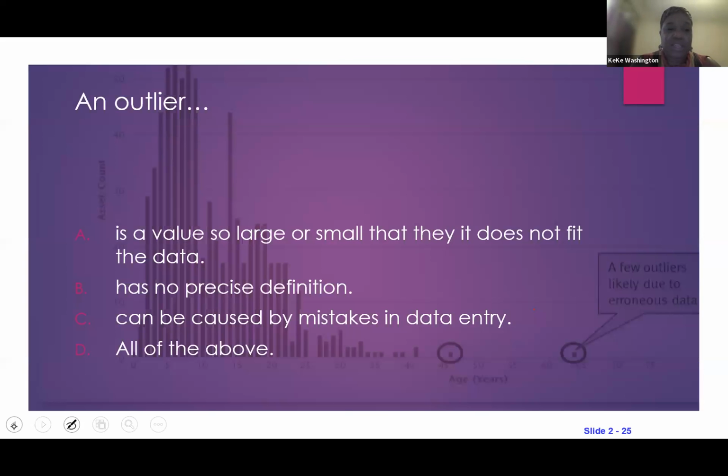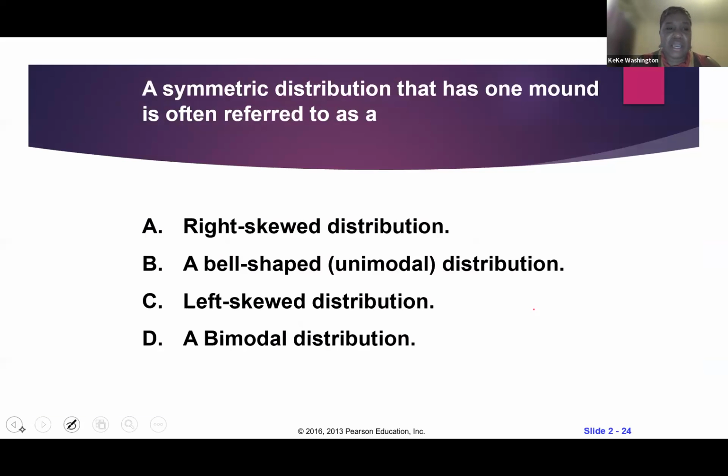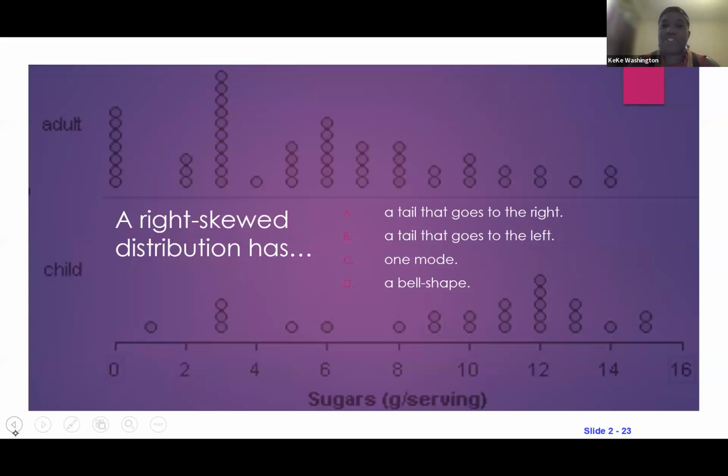Okay. I mistakenly skipped outliers and I also skipped skewness. I apologize. So remember, under shape, you're asking yourself, is it symmetric or is it skewed? And it might not be either one. The distribution is right skewed if it has a tail to the right. So you name the skewness by its tail. A distribution is left skewed if it has a tail on the left.